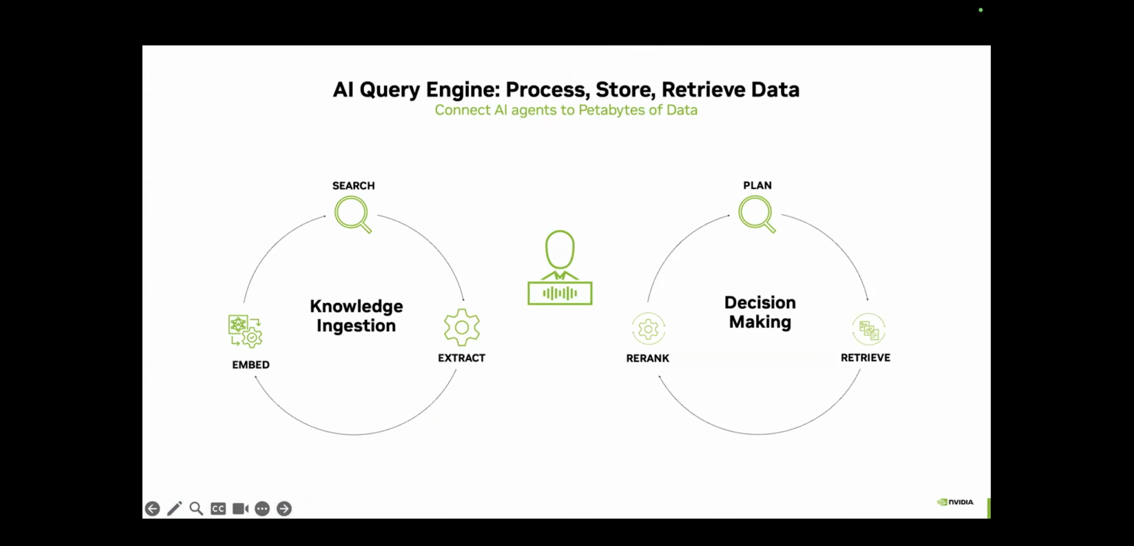So the ingestion loop is pretty simple. This is where we take all the data an organization or a university might have, like documents, PDFs, databases, conversations, everything, and we embed it, extract the important pieces and parts, and make it searchable. This is how we turn raw information into usable knowledge. Then on the right-hand side, once the knowledge is stored, the AI can actually use it. It can search, retrieve, re-rank, and plan. This is the decision-making loop.